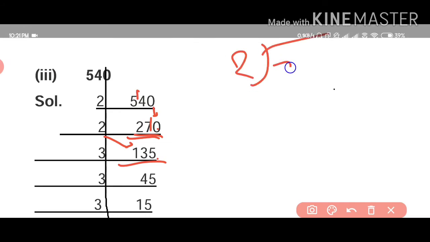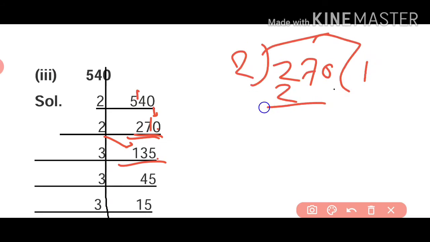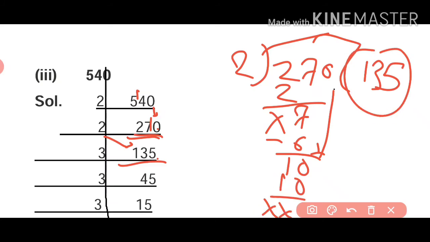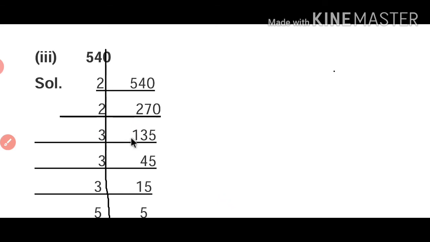Or you can divide like this also. 2 1s are 2, 2 3s are 6, here 10 is left, and 2 5s are 10. So you can see that the answer is 135. So you have to write here. Now 135 is an odd number, it means it is not divisible by 2. So we'll see the next number 3. So 135 is divisible by 3 how many times? 3 4s are 12, and 13 minus 12, 1 is left, means 15, and 3 5s are 15. Again 3 1s are 3, so 4 minus 3, 1 is left, 15, so 3 5s are 15 and 5 1s are 5.